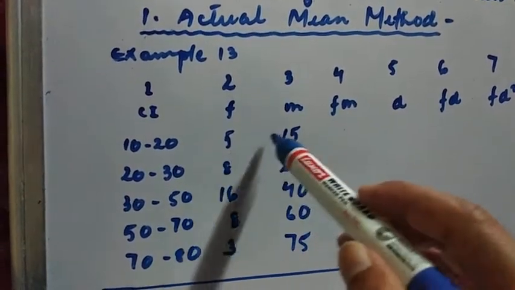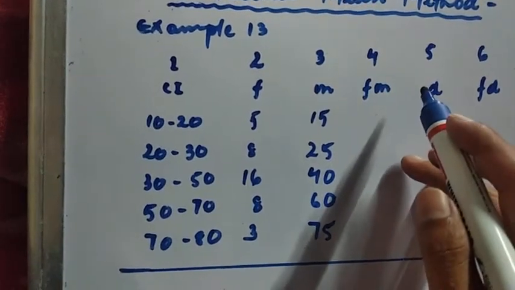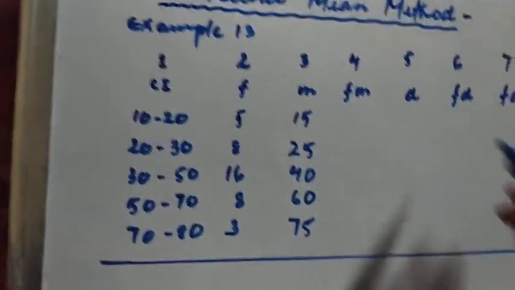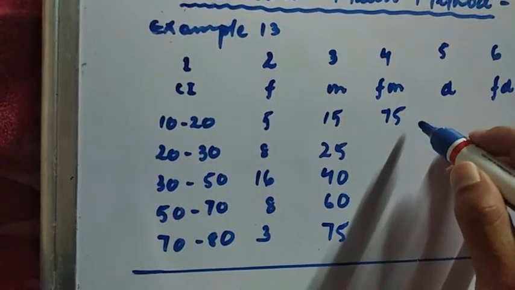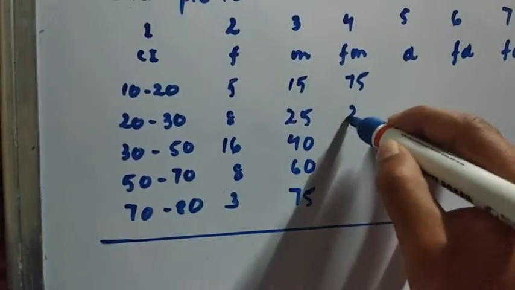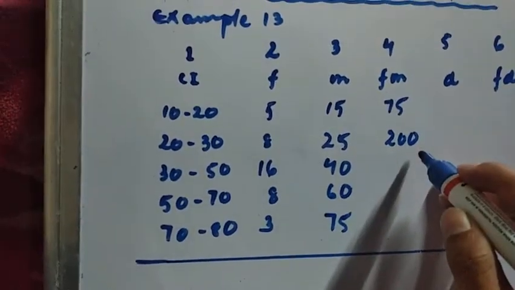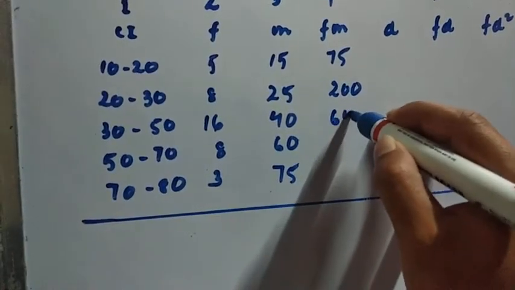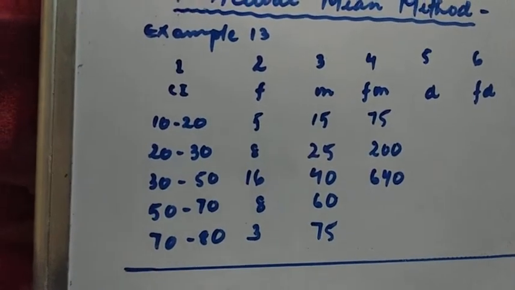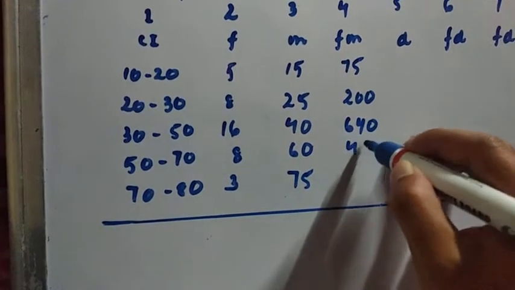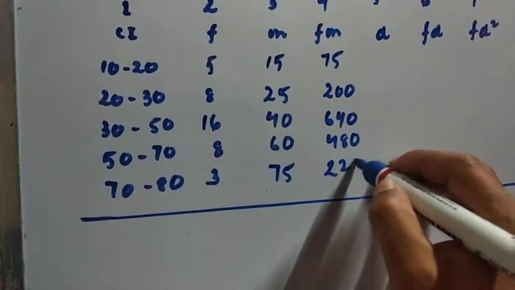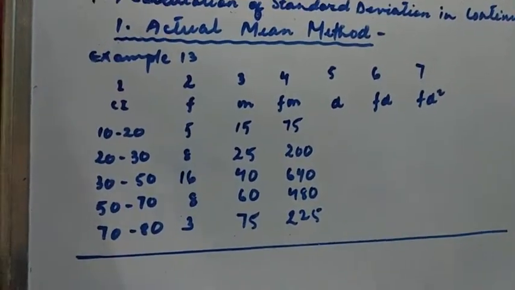So you multiply 5 into 15, which is 75, and then 8 into 25 is 200. 16 into 40 is 640, and 8 into 60 is 480. 3 into 75 is 225. So why are we finding fm?